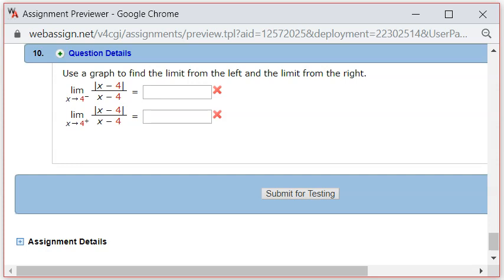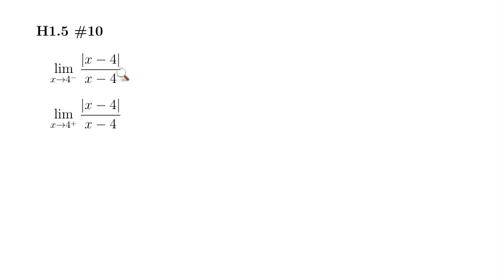All right, let's look at homework 1.5, problem number 10. So let's look at these limits here. If you look at the absolute value sign, that's pretty much the only tricky part of this limit. First one is a left-hand limit. So x is approaching 4 from the left-hand side.